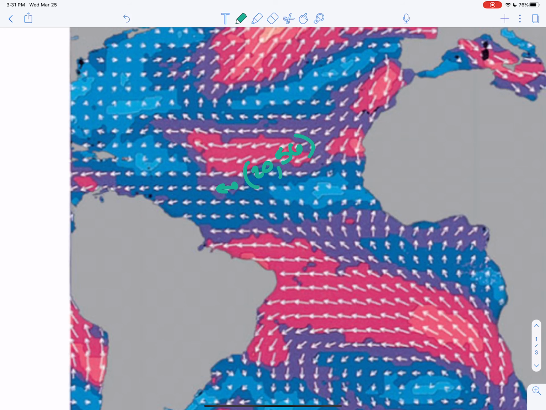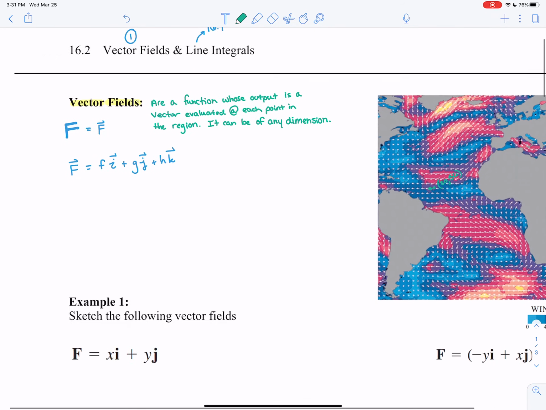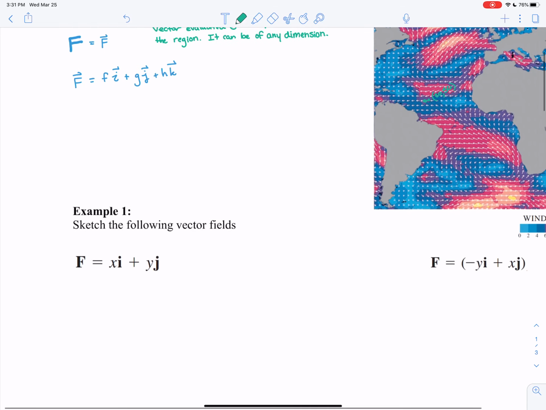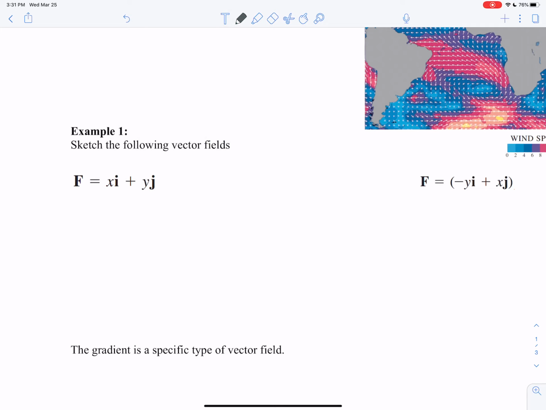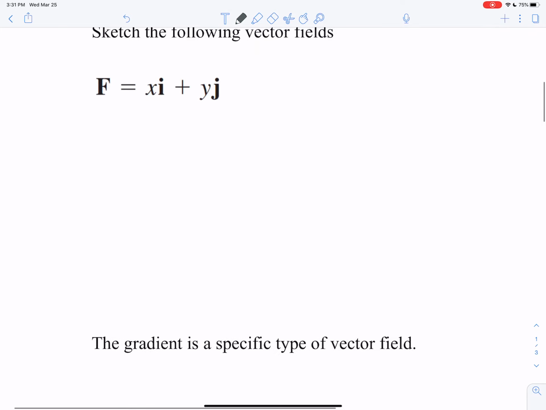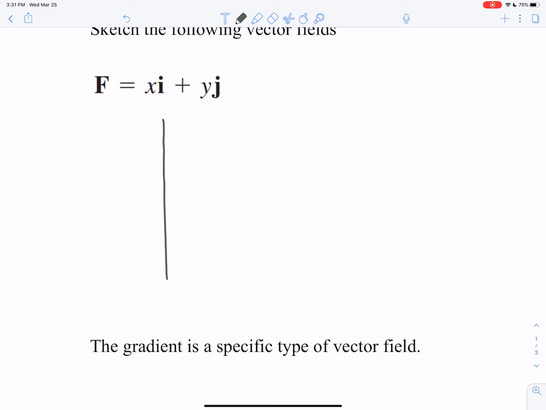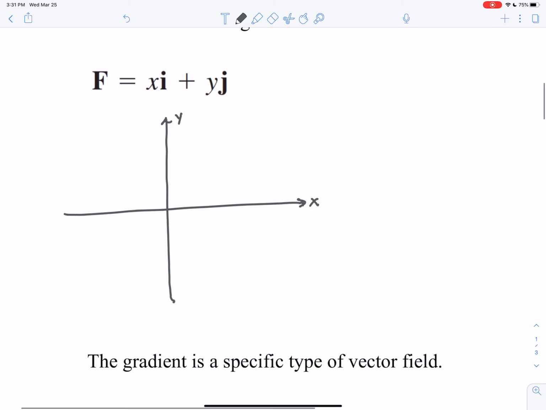So that would be an example of a real vector field. So let's take example 1, and this is just an exercise in sketching vector fields and seeing what they look like. So let's try number 1 here. So I'll get 2 axes. So here's our y and our x. So let's start at the origin.